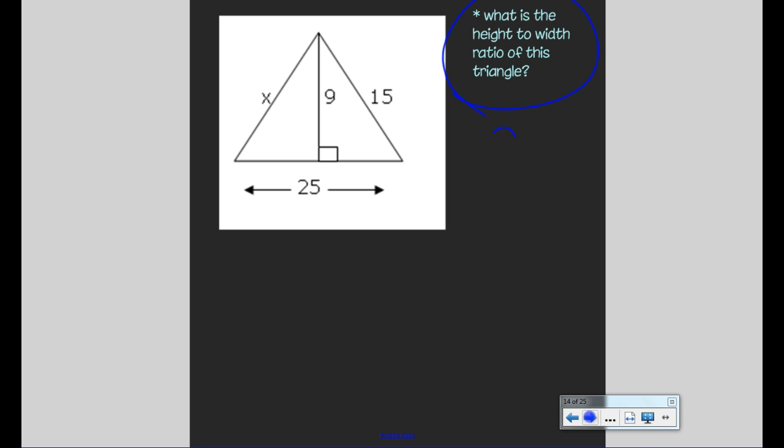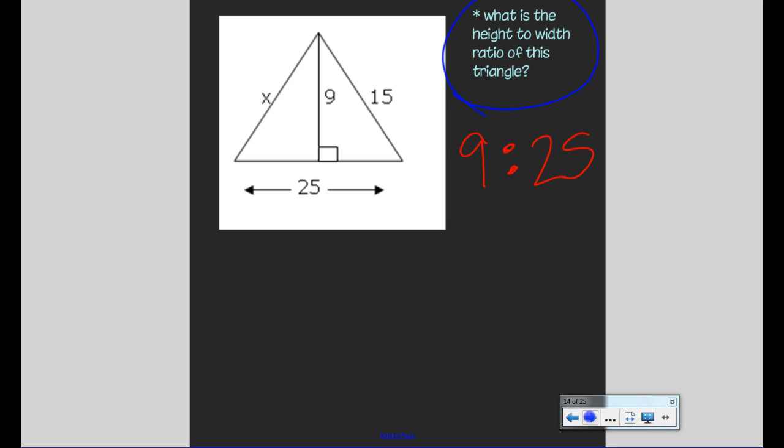Wait, 25. Height to... stop using blue. Height to width. Yeah, just what I just did. It's the backwards of what you did first.